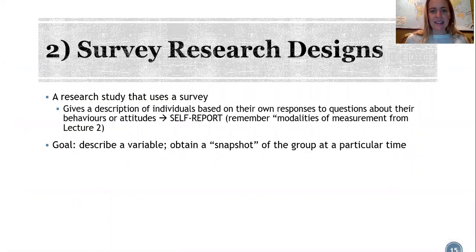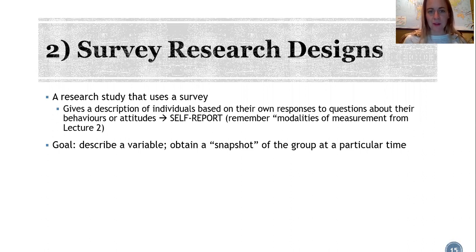So let's move on to the next category of descriptive research, surveys. A research study that uses a survey asks participants to respond how they feel about something or how often they engage in a certain behavior, rather than us watching that behavior and observing it. The benefit of this is that it's much faster. The downside is that it requires the participants to respond truthfully.